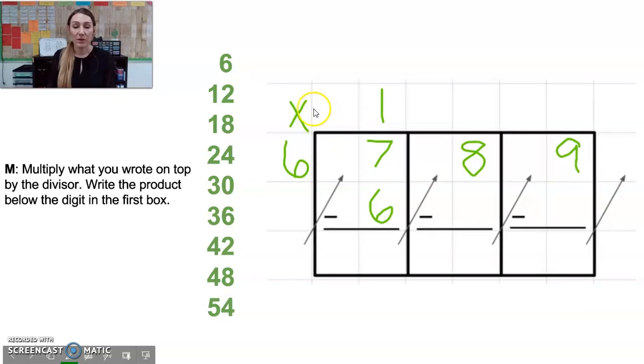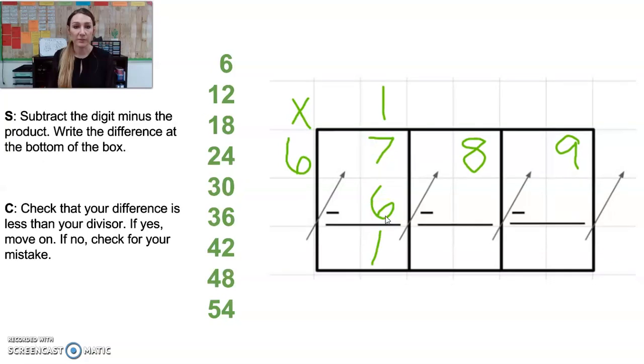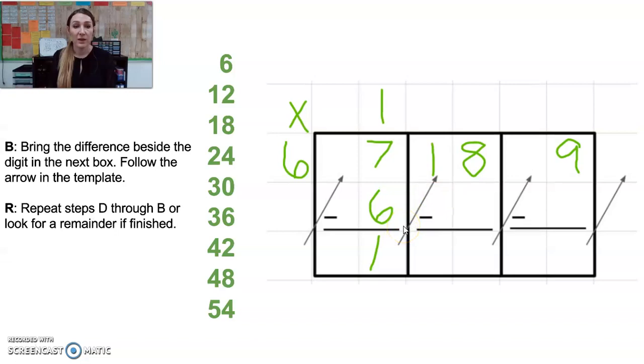And then my next step is to multiply. So 1 times 6 is going to get me a product of 6. I'm going to write that below my digit in the first box. And then I'm going to subtract. 7 minus 6 equals 1. Then I need to check, is this 1, this difference, smaller than my divisor? If it is, then I can move on to my next step. If not, I need to go back and check if I missed a multiple. So I'm going to bring my 1 up into the next box and I have a new dividend.